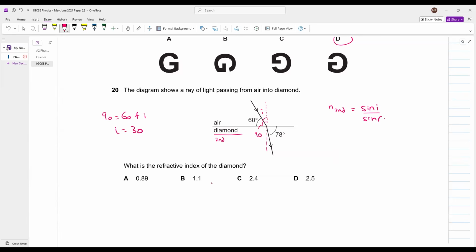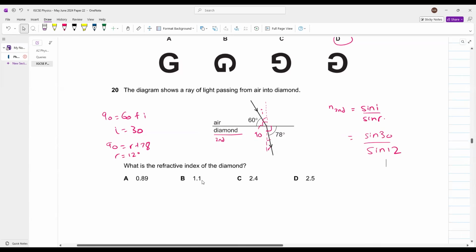How will you calculate your angle of refraction R? Very easy. This entire thing is 90. 90 is equal to R plus 78. What will R come out to be? 12 degrees. Can you calculate the refractive index? Yes, sine of 30 divided by sine of 12.